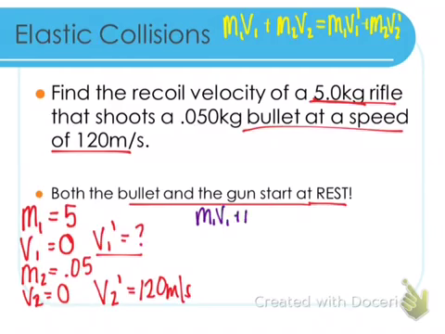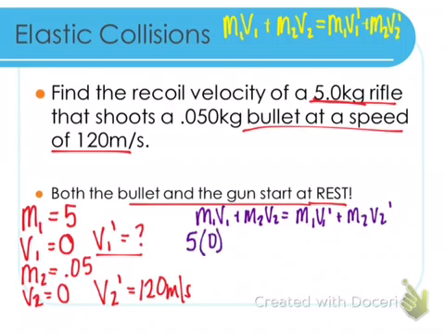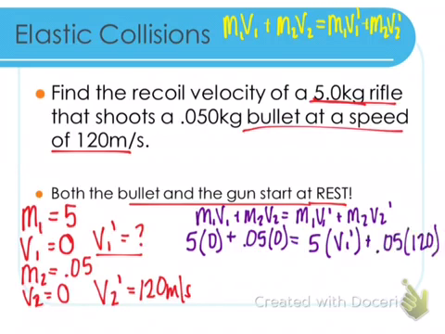So let's go ahead and plug these into our equation. M1 times V1 plus M2 V2 equals M1 V1 prime plus M2 V2 prime. Mass of the first is 5 times 0. Mass of the second is 0.05 times 0. On the right side, mass of the first object is 5, and we're solving for V sub 1 prime. Mass of the second object is 0.05 times 120. So our whole left side of our system is a 0, right? It starts with initially no momentum.